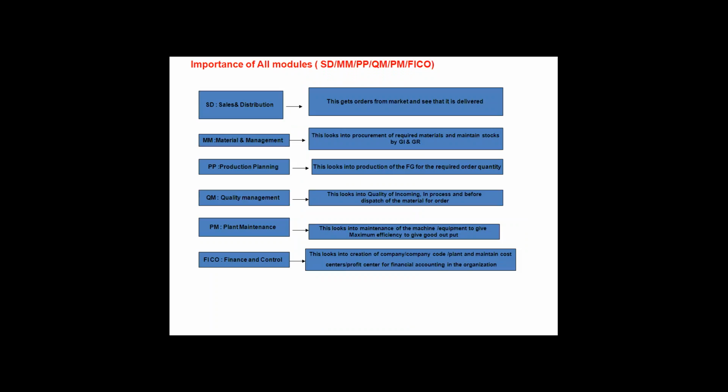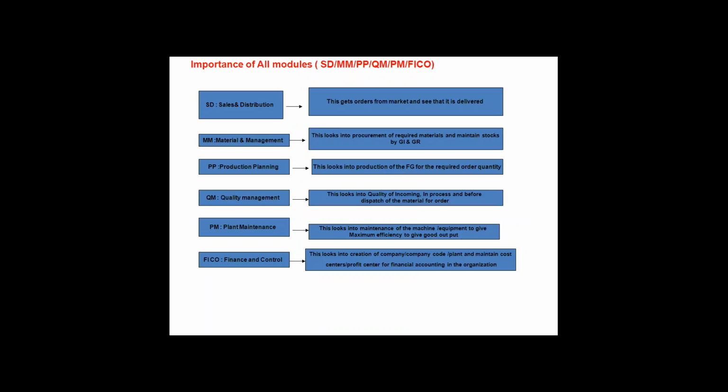Importance of all modules. These are all functional modules: SD, MM, PP, QM, PM, FICO. To run a business, we require all these modules. SD gets orders from the market and sees that they are delivered. Material management: once the order comes into our plant, material management people procure all the raw materials, and they also do goods issue and goods receipt internally.